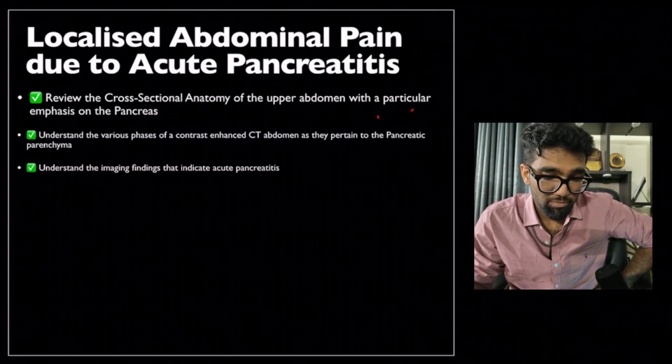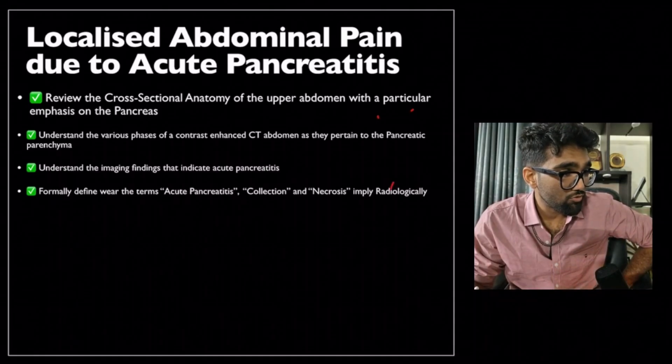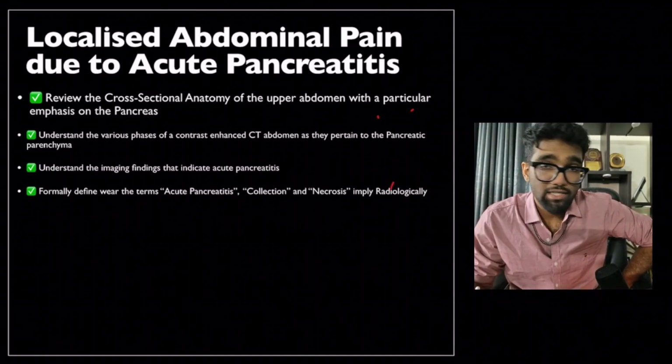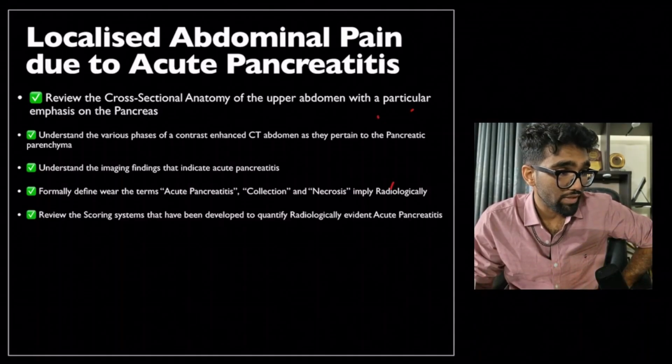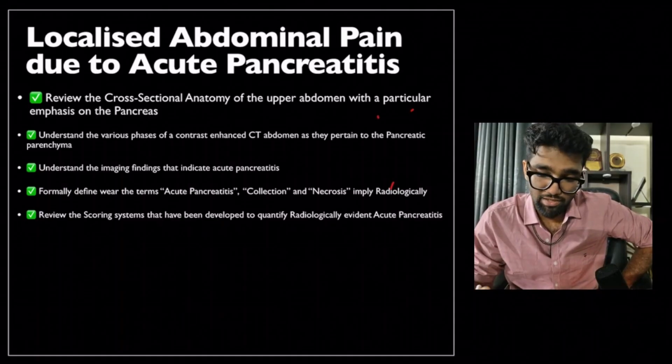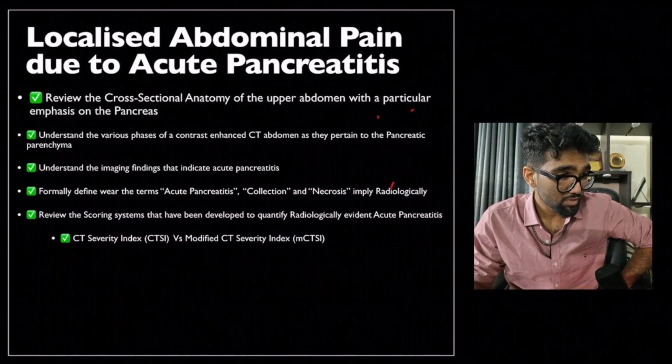Then we have talked about the imaging findings that indicate acute pancreatitis. We have formally defined the terms acute pancreatitis collection and necrosis. Then we have reviewed the scoring systems that have been developed to quantify radiologically evident acute pancreatitis. These were the CT severity index and the modified CT severity index, and we compared the two.